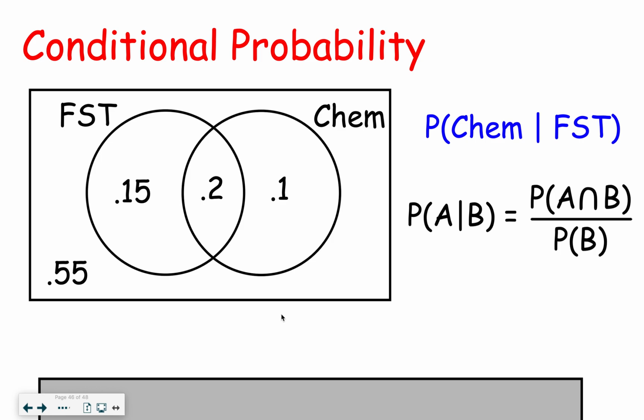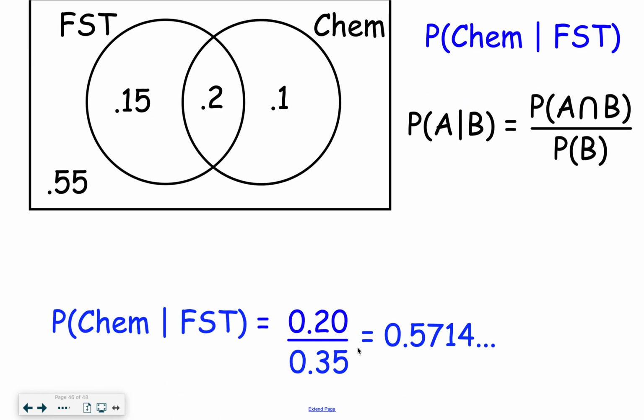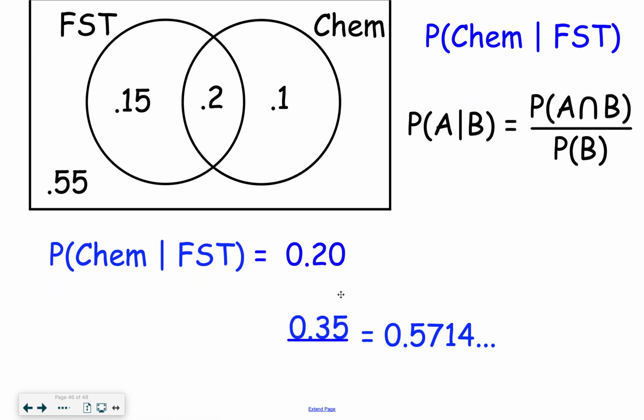Okay, what if I do the reverse? Why don't you pause and try this one? Okay, so chemistry given FST is still the intersection between the two, so still 20%, but now I'm dividing by the probability of FST, which is the whole FST circle, so 15 plus 20 is 35, so 20 divided by 35 is about 57%.